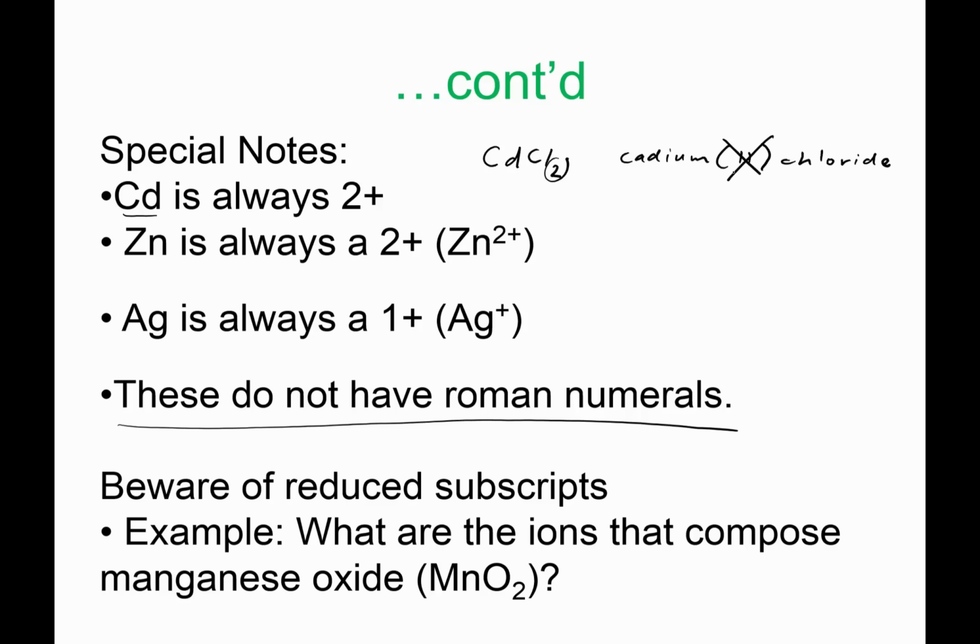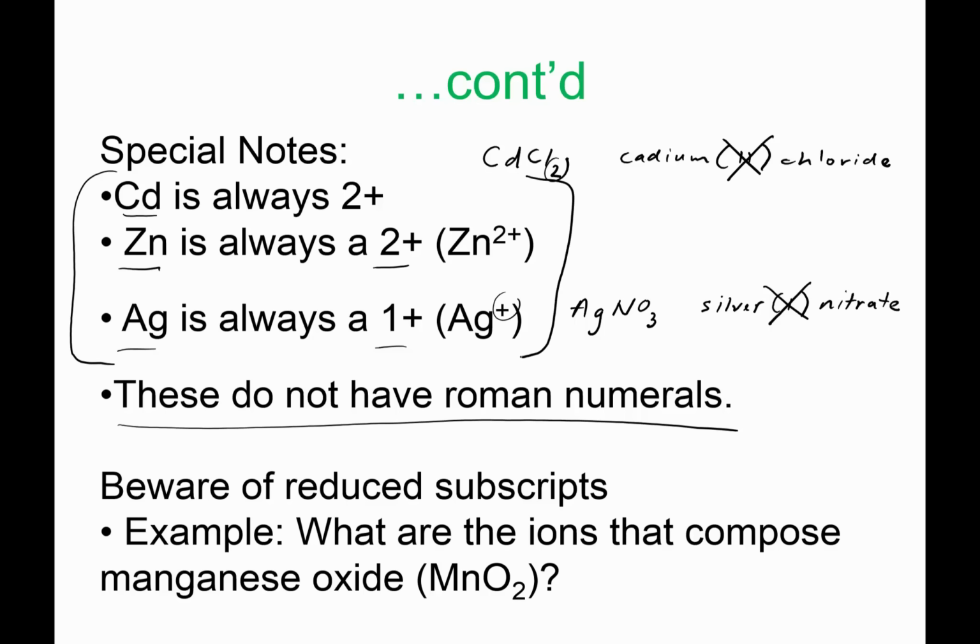Not necessary. Okay, similar with zinc, it's always a 2+, and silver is always a 1+. Something that we use a lot this year is silver nitrate, which is AgNO3. And if you had to write out the name, you would write silver, and you do not need a 1 to indicate the 1+. So you would just write silver nitrate. These 3 come up often enough that you should know this. These are the ones that don't need Roman numerals. I think there's a couple others, but these ones are the most common.